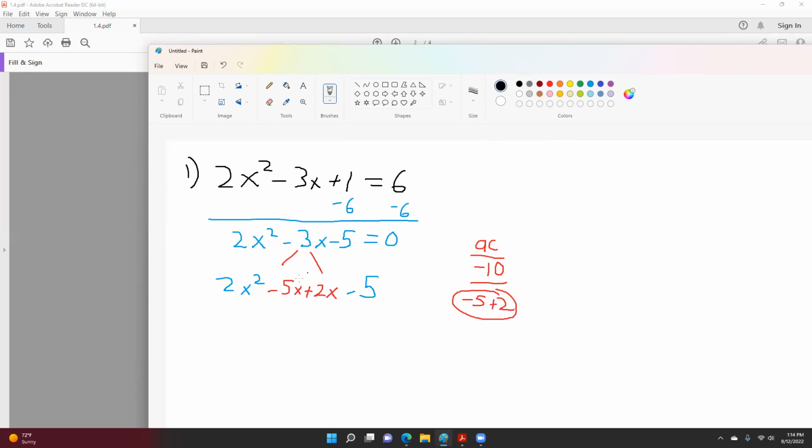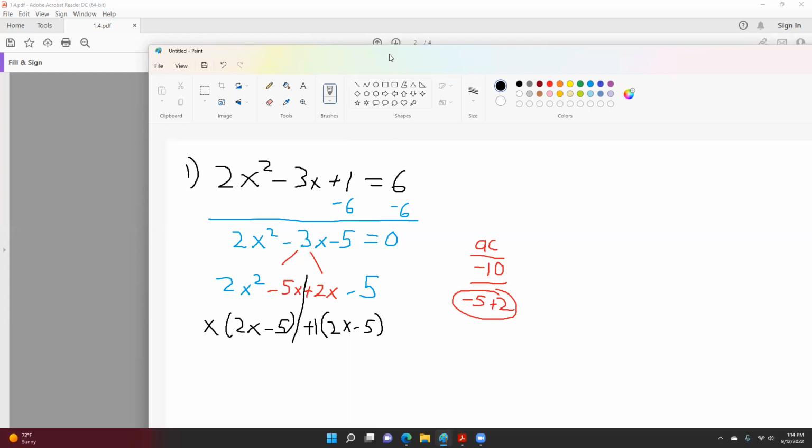And then we do this by grouping. So we cut this in half, and then you find out that you can factor x out up here. So you get 2x minus 5. And then this, you can only factor 1 out because there's nothing else in common. And you get 2x minus 5.